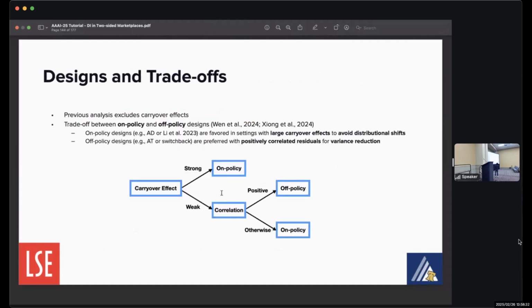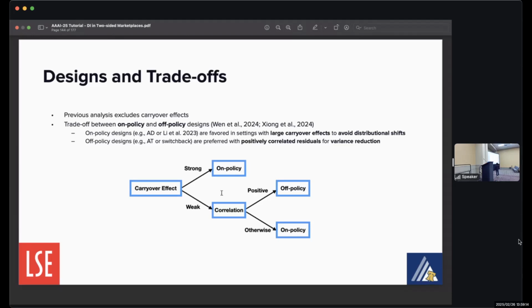So far we have considered a very simple analysis which excludes the carryover effects, which considers a very simple banded setting. But in a more general setting, when there exist those carryover effects, it turns out that there is a trade-off between on-policy designs and off-policy designs. If the carryover effect is large, then on-policy designs will be favored in order to avoid distributional shift. But if the residuals are positively correlated, then off-policy designs will be favored for the purpose of variance reduction. So there exists a trade-off between on-policy and off-policy designs in general.